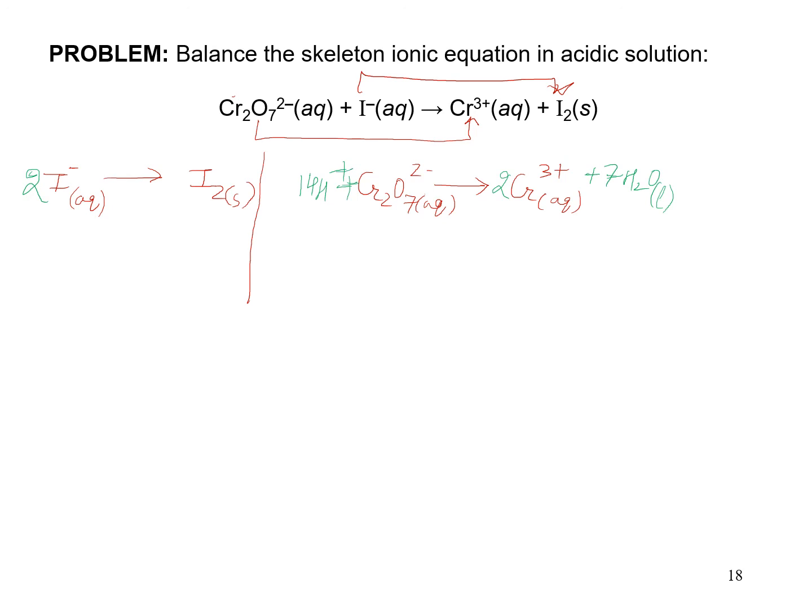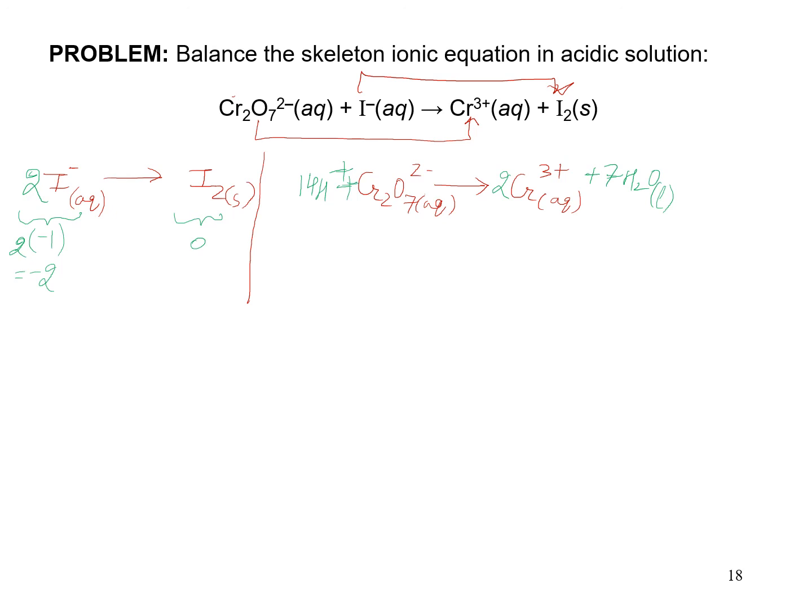Perfect. Next, balance the charge by adding electrons. What is the charge on this side? The total charge here is 2 times minus 1, so a total charge of minus 2. What is the total charge on the product side? It is 0, right? It has no charge here.